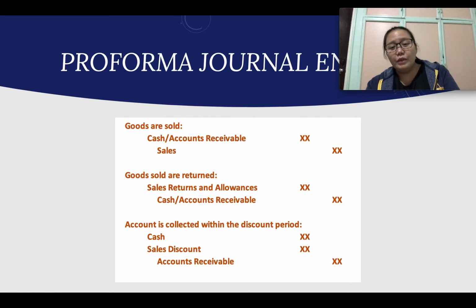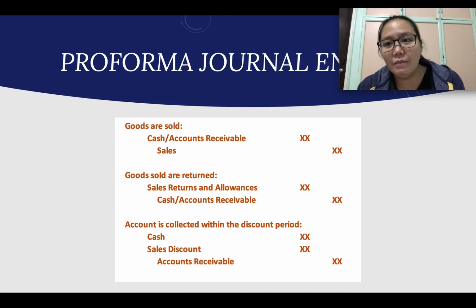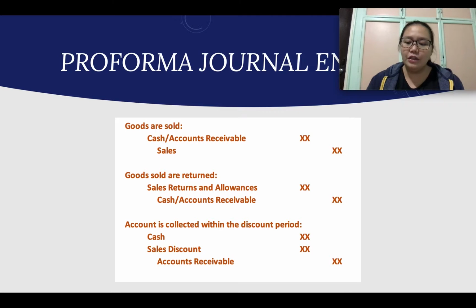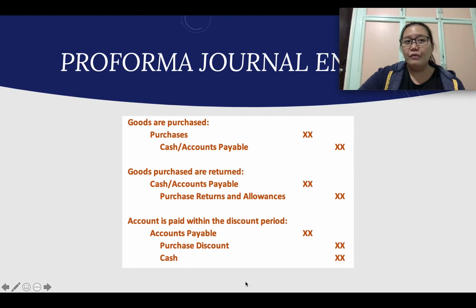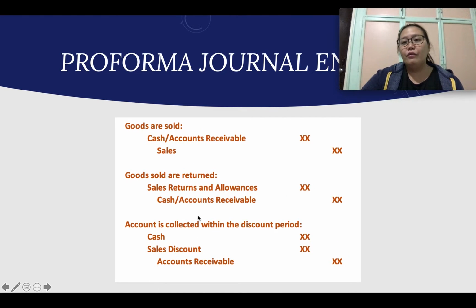If the account is collected within the discount period, we will debit cash, debit sales discount, and credit accounts receivable. So both this set of entries, the one in the previous slide and this one, are found in the books of a merchandiser, because of the nature of operations of the business, diba? The merchandiser is involved in buying, so these are the entries whenever we buy goods, and selling of goods. So these are the entries naman whenever we sell merchandise. So both these entries are found in the books.